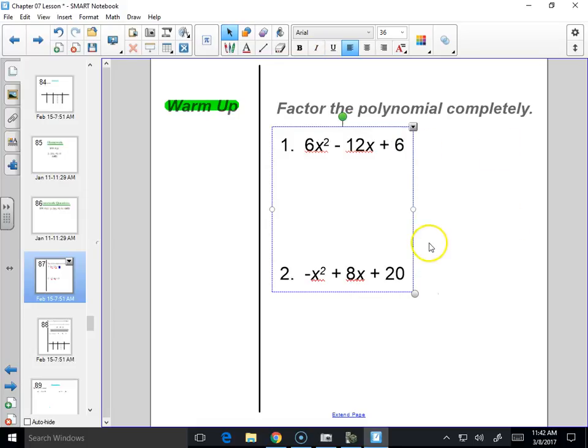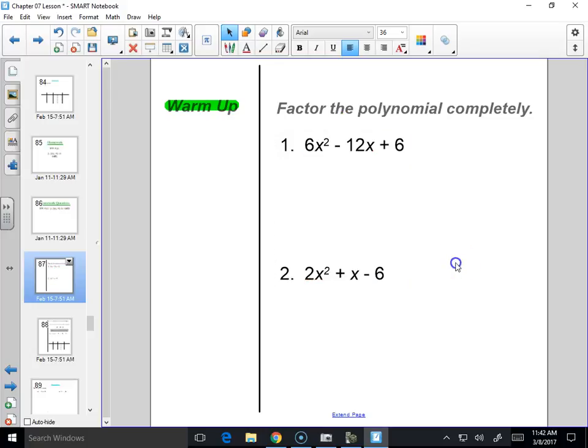Okay. What's our second example that I gave you guys? 2x squared plus x minus 6. 2x squared plus 1x. Just x. Minus. Perfect. Alright, thanks guys.